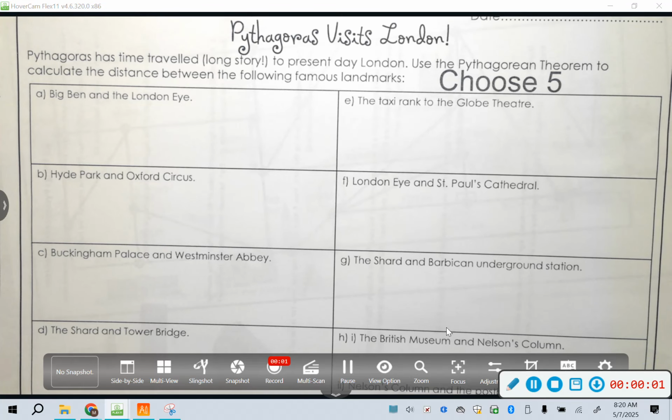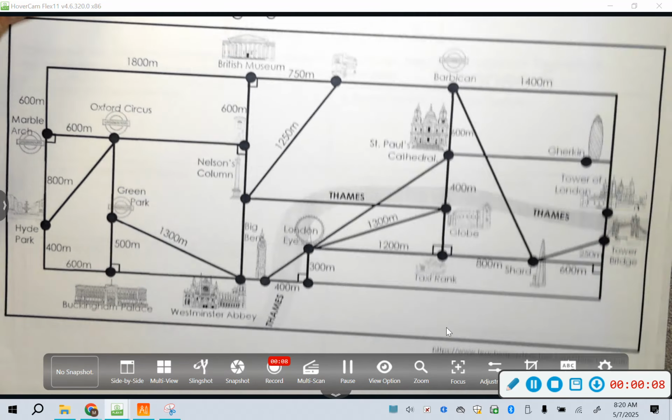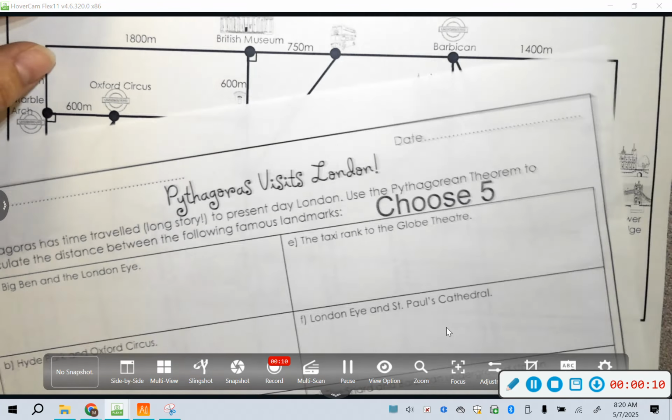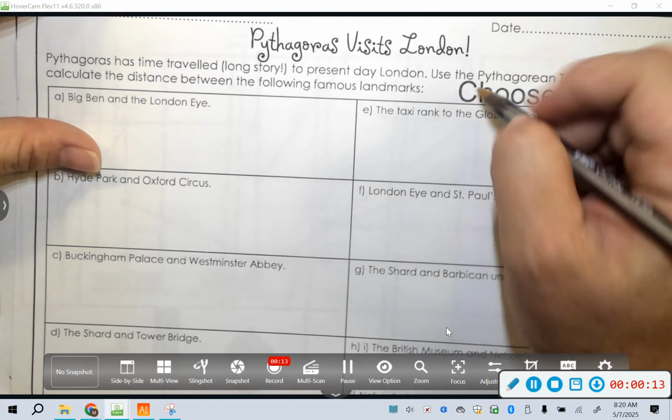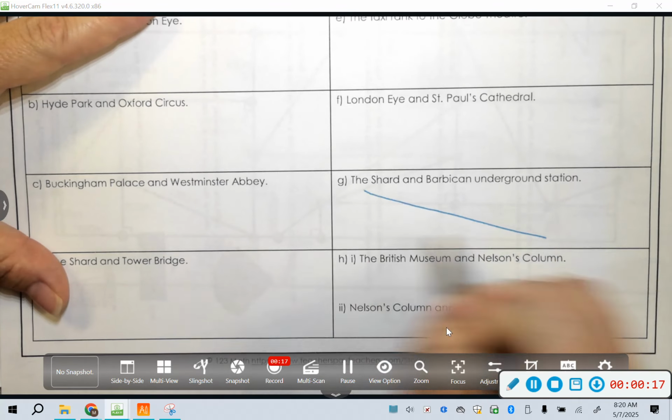There it goes. Maybe. Okay, we're looking at this. So this is pretty much exactly what your assessment tomorrow looks like. Cough, cough, hint, hint. The numbers might be a little different, but other than that, it's pretty similar. So I know it says choose 5. I'm going to tell you which 5 to choose. We're going to cross off G.